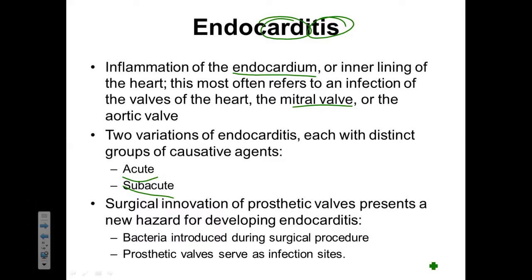If a patient has a prosthetic valve surgically implanted, this gives them increased risk of developing endocarditis. That prosthetic valve is commonly going to have a bacterial biofilm develop on it. These prosthetic valves are sites of potential infection, and oftentimes during the surgical procedure, new bacteria are going to be introduced during that process. It's almost impossible to have a completely aseptic environment for a surgical procedure.